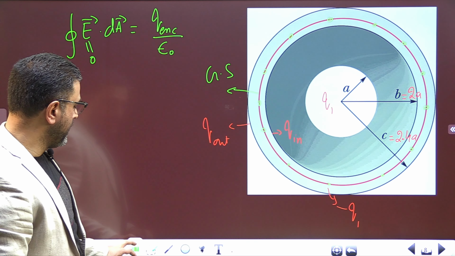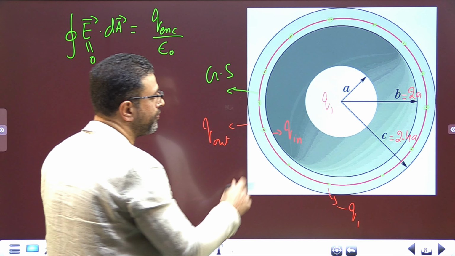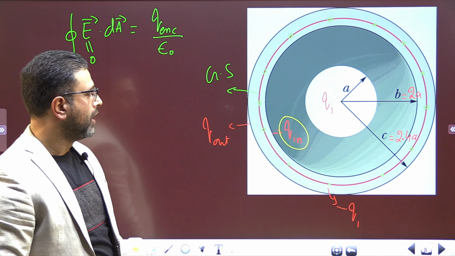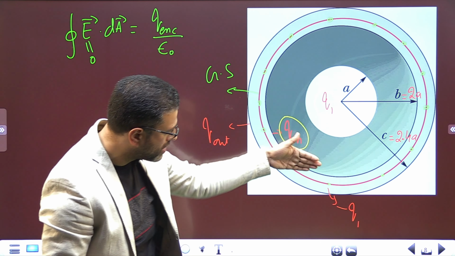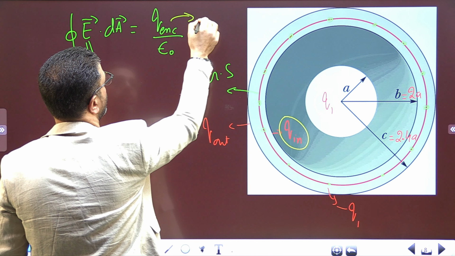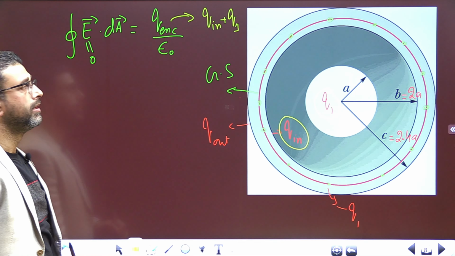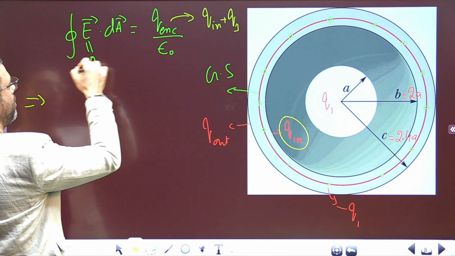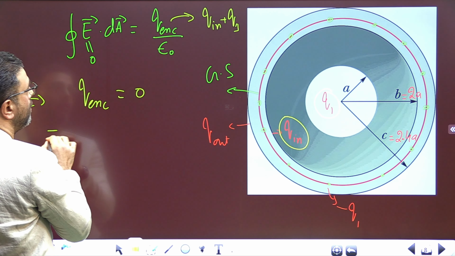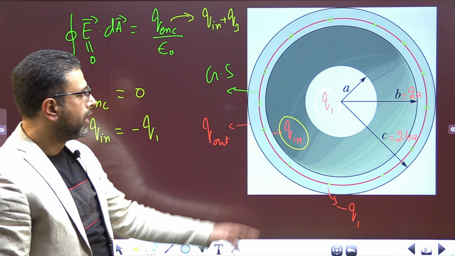And on the right hand side, Q enclosed is there. What is charge enclosed by this Gaussian surface? Charge within this Gaussian surface is this Q inner and this Q1. Q outer is lying on the outer surface, which is outside this Gaussian surface. So Q enclosed is Q in plus Q1. So this whole becomes 0, which means Q enclosed is equal to 0, which means Q in is equal to minus Q1.